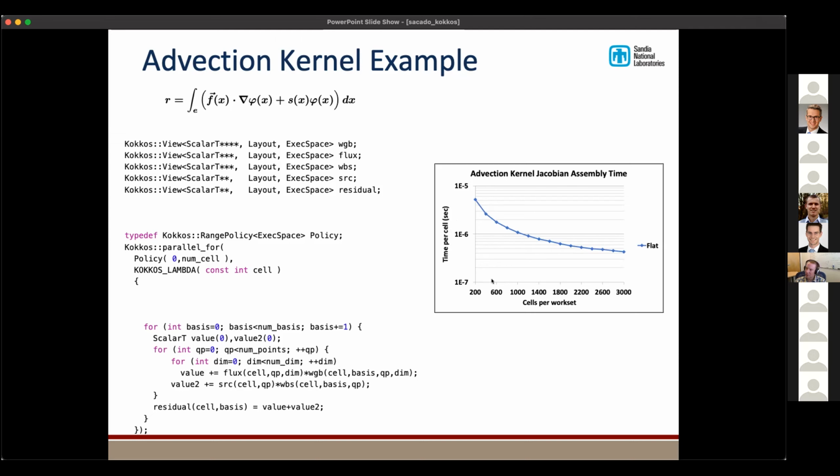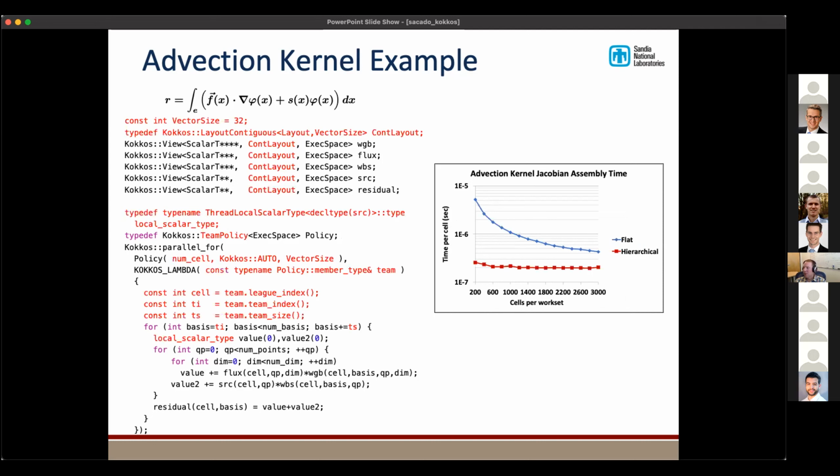So that goes down as the work set size increases using this flat parallelism approach that I described earlier. But if we use this hierarchical parallelism that I just described, we can essentially get the same time regardless of the work set size by using some of the parallelism inside the Sacado overloaded operators. These in red is all the changes in the kernel that had to be made in order to do this.